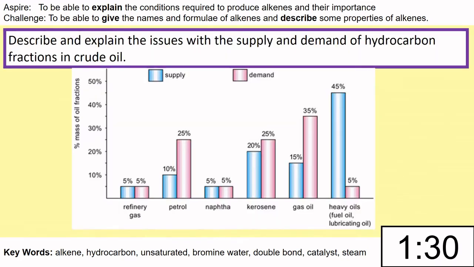Now, before we start to look at how alkenes are formed, I thought it would be important for us to link this back to crude oil. So as you can see on the screen, there's a graph. And as you go across the x-axis, the molecules actually get larger. The blue bars are supply and the pink bars are demand. What I'd like you to do is describe and then explain the issues with the supply and demand of fractions in crude oil. So you'd want to describe the issues with supply and demand first of all, and then try to explain why that occurs. I'll give you a little bit of time to have a go at that.